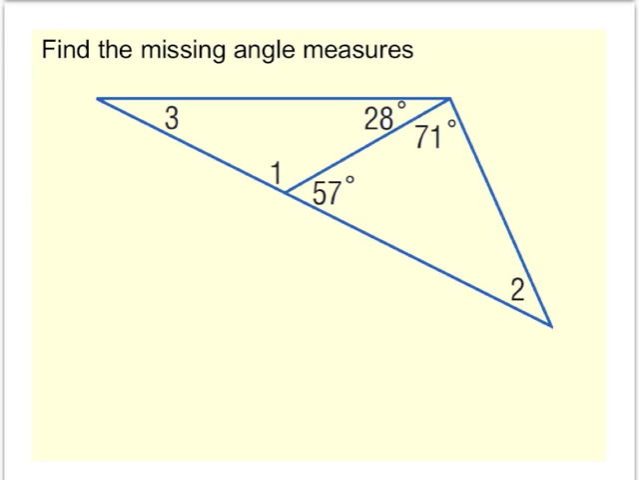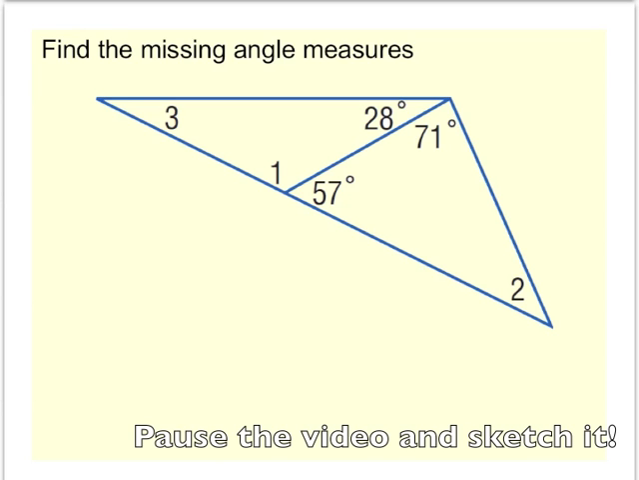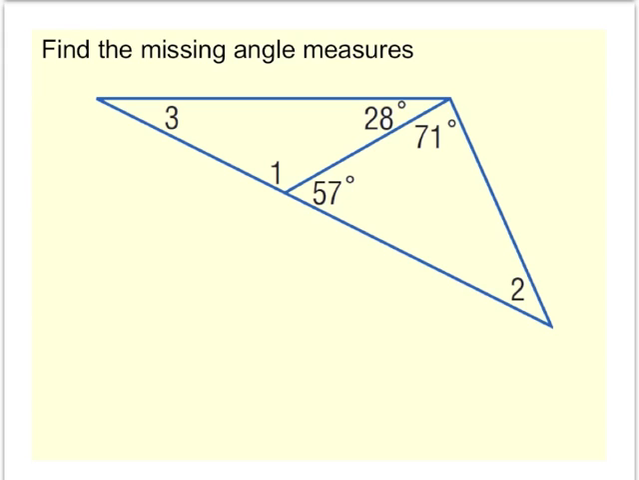Take a minute and sketch this in your notes. We need to find angles 1, 2, and 3. So to find angle 1, first recognize that angle 1 and this adjacent angle 57 degrees form a linear pair. So linear pairs are supplementary, so that means angle 1 must be 123 degrees, because 123 plus 57 makes 180 degrees.